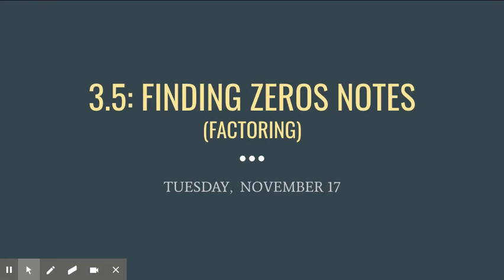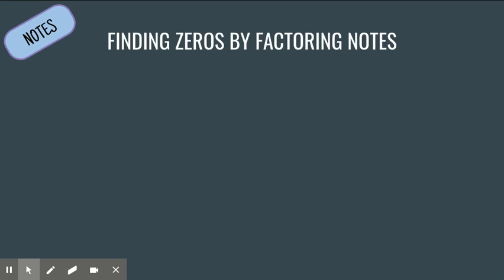Hey everyone, welcome to lesson 3.5, finding zeros. This time we're going to find our zeros by factoring. Just a reminder that last time we found them by graphing the function and by taking the square root of both sides. Obviously today we're going to be using the factors.